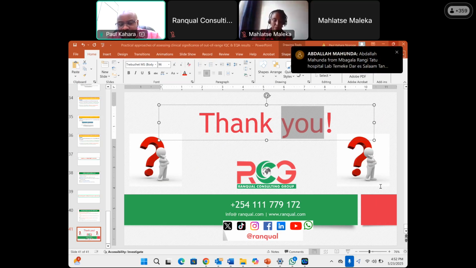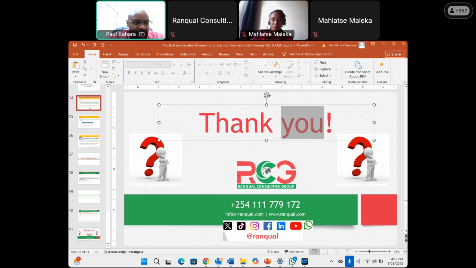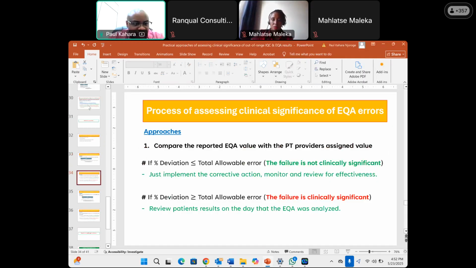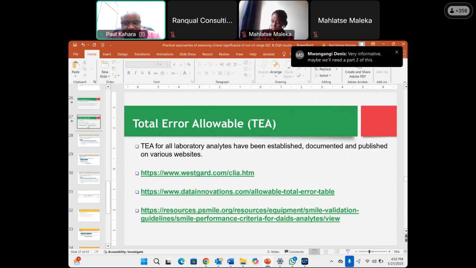Okay, good. So like I indicated on the slides, there are different sources for these total allowable errors. And once we share the slides with you, you can go all the way to page, I think page 30, is it page 30? No, page 27. Go to page 27. There is Westgard, there is Data Innovations, there is Pismile, so many other bodies that do provide you with information about total allowable error, but they'll get it in the presentation.